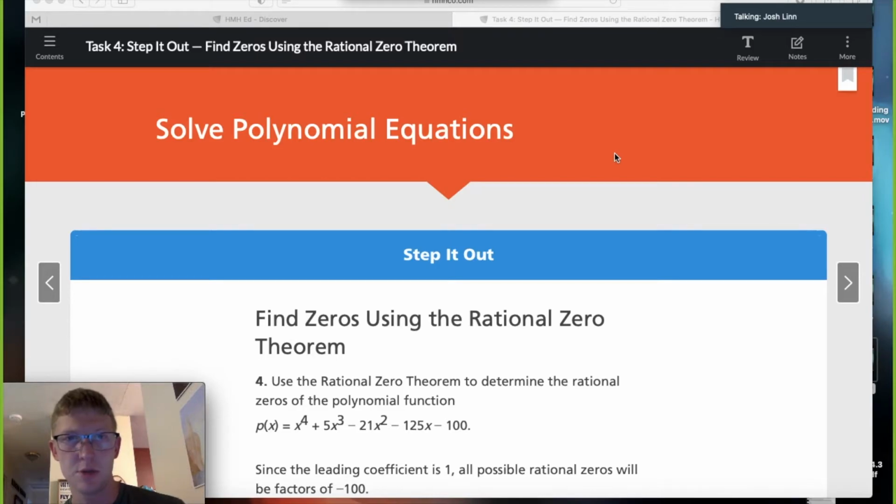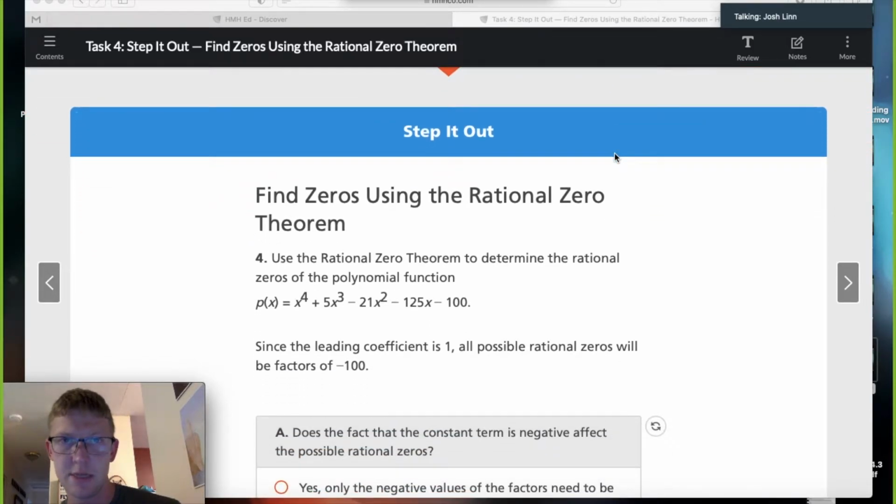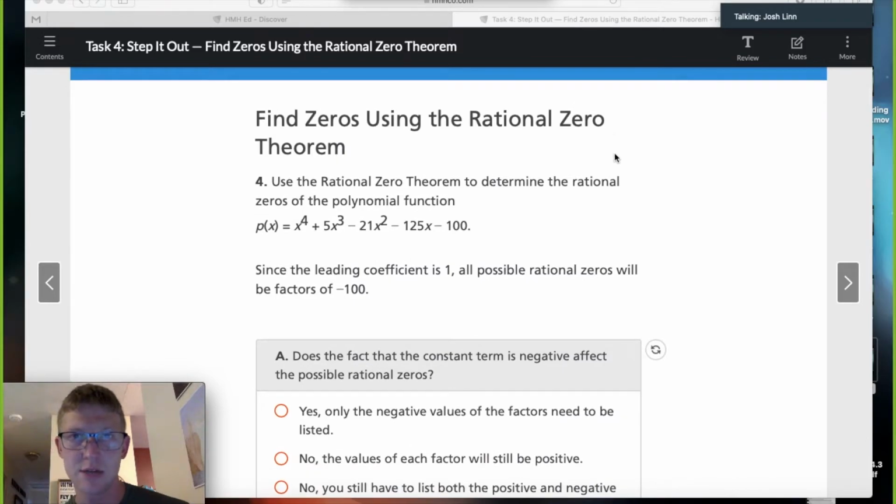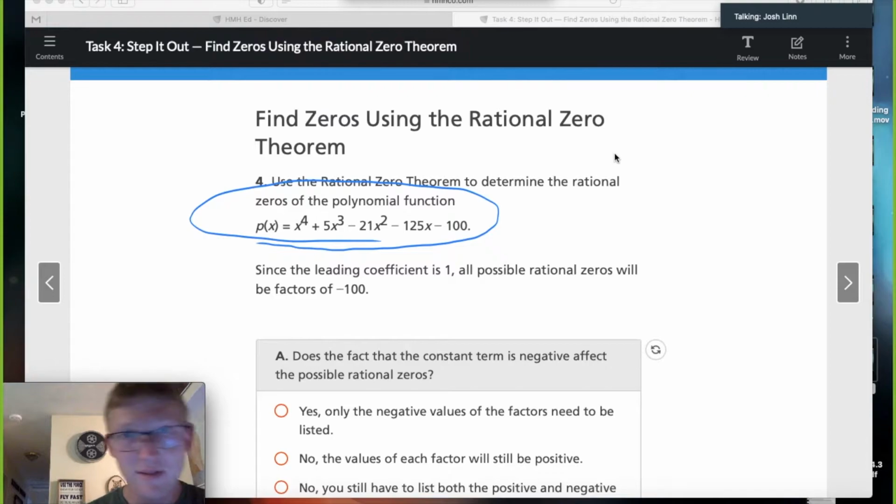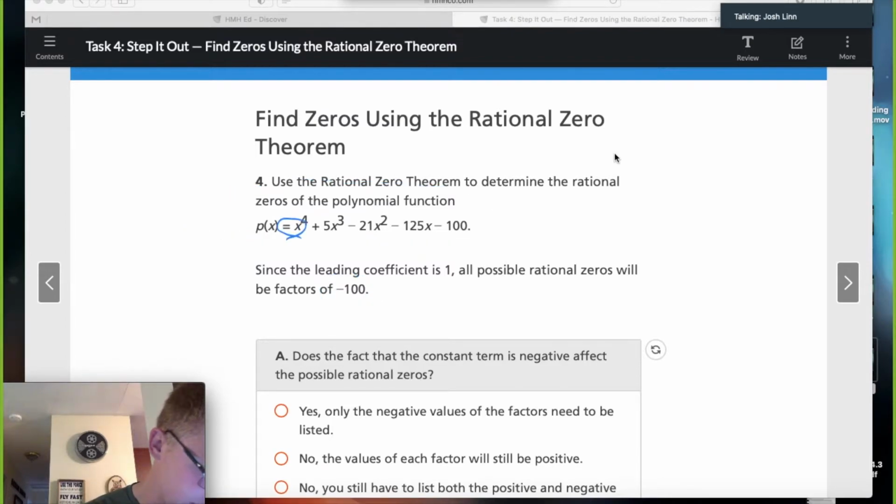All right, so let's try another one. It says find the zeros using the rational zero theorem. So use the rational zero theorem to determine the zeros of our polynomial function, right there. Since the leading coefficient is 1, so remember when it's not there, it is assumed to be a 1, all possible rational zeros will be factors of negative 100. So having a 1 right here makes it a little bit easier for us.